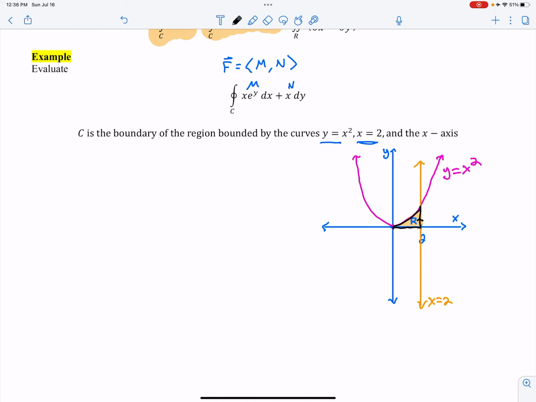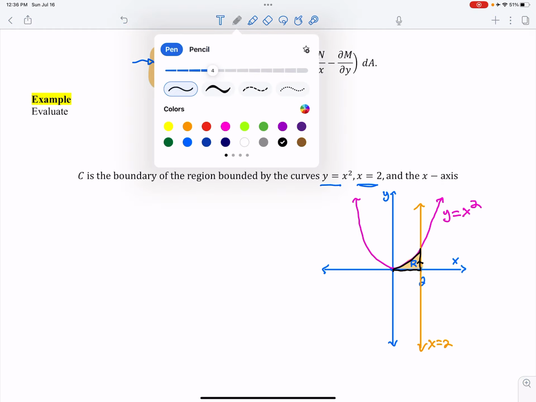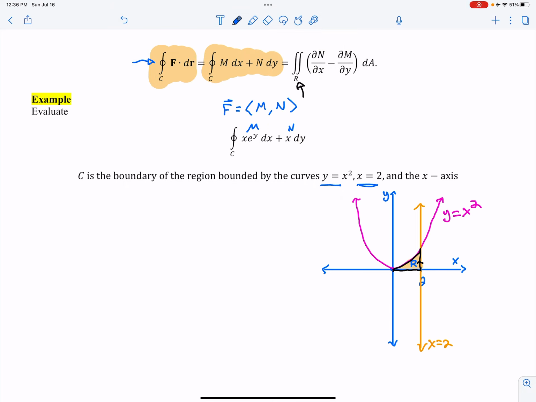The reason the region is important is because we're about to switch this to a double integral over R. All right, so let's do that. First, let's figure out these two things. If you notice, those are the things that we determine. If those two things are equal, then it is a conservative vector field in 2-space. If these two things are equal, then it's conservative. And we'll talk about that once we get there.